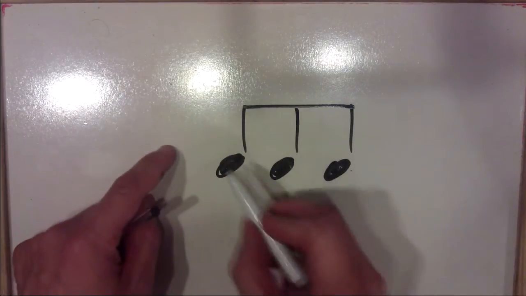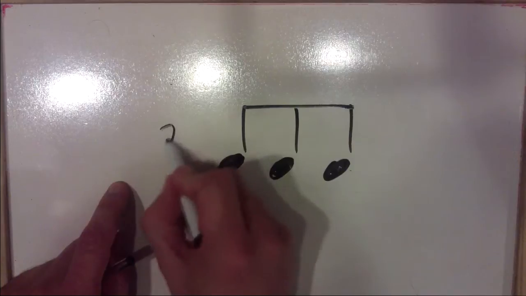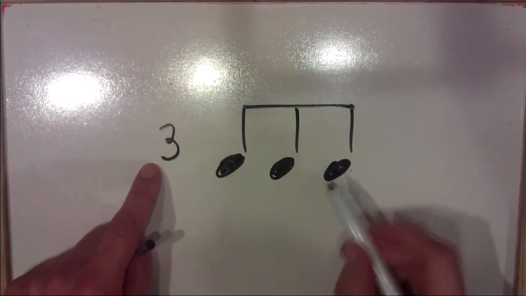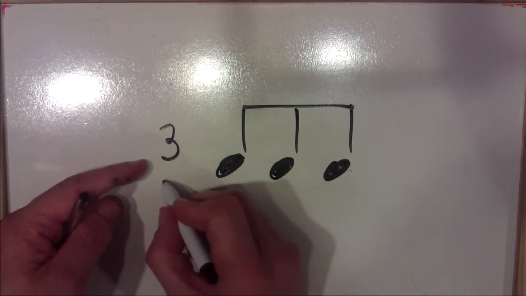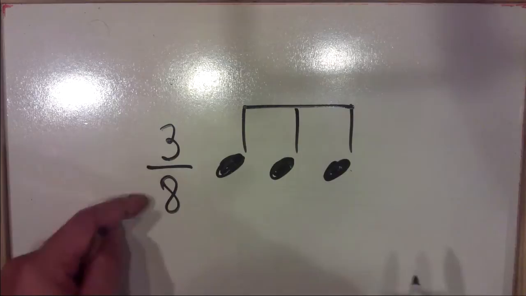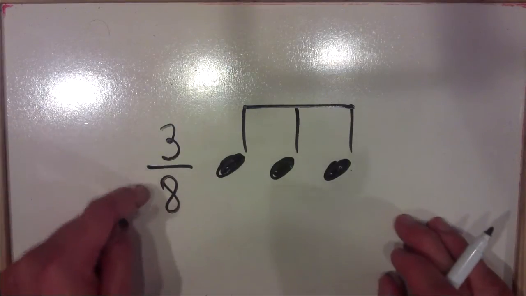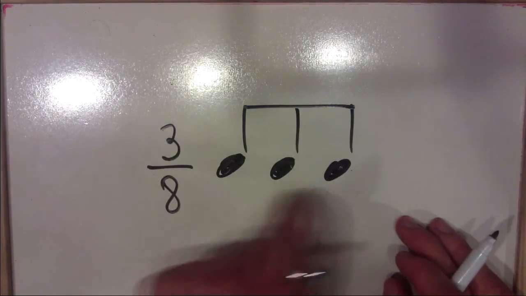We always say how many, 1, 2, 3. The top is how many? 3. How many what? 8th notes. These are not quarter notes, so we're just going to use 8ths, and that is how we configure the 3 by 8.